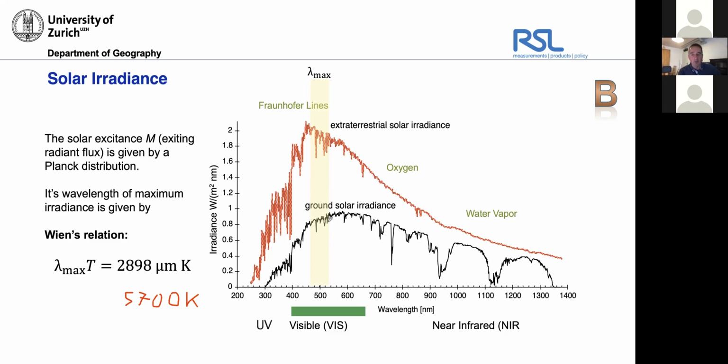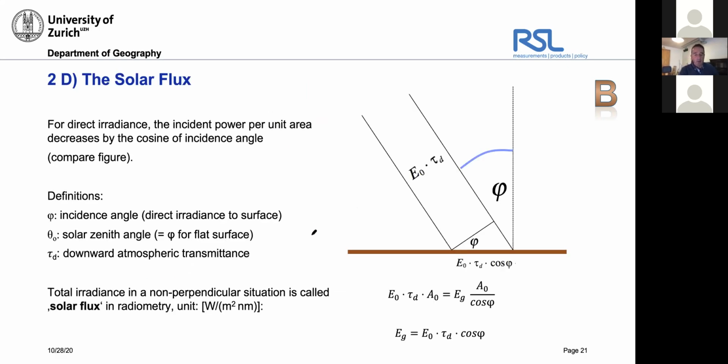So that's the on the ground maximum. And talking about the solar flux, this was the irradiance. The solar flux is a little bit different to the solar radiation. Solar flux is given by what you get really on the ground. So what you get on a flat ground, even if you got a tilt of phi, that's the incidence angle, solar incidence angle, or it could be the solar zenith angle if it's a flat horizontal surface.